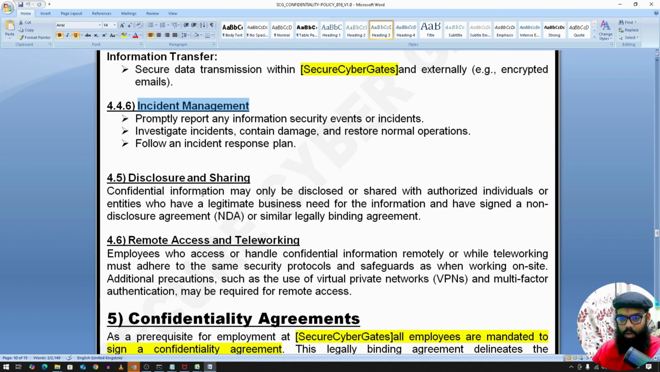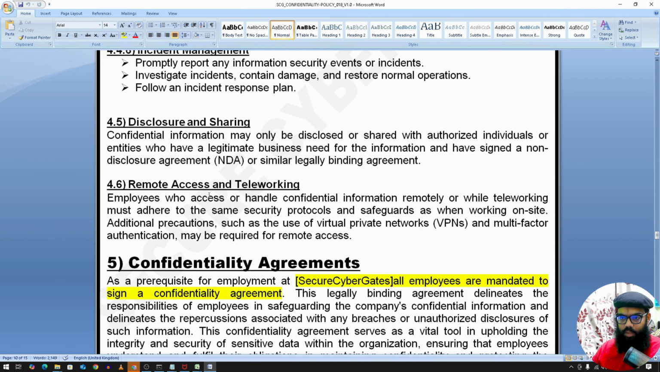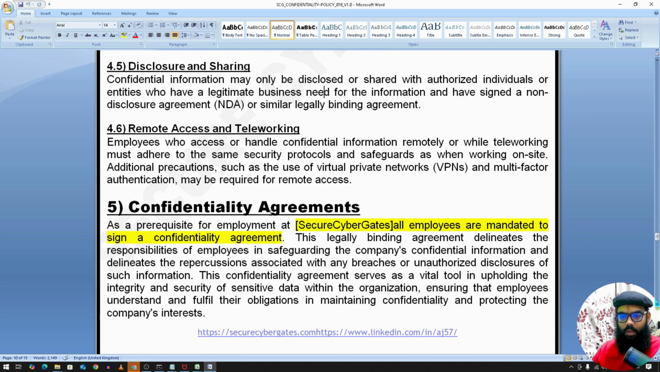It's incident management, disclosure and sharing. So if we share any sensitive data outside the company, they should sign an NDA. Remote access and teleworking. So employees who access or handle confidential information of the company from remote places should follow a secure mechanism, like they should first connect to VPN, which is protected by multi-factor authentication, and then can access the system. They also ensure that they have a safe device with them.